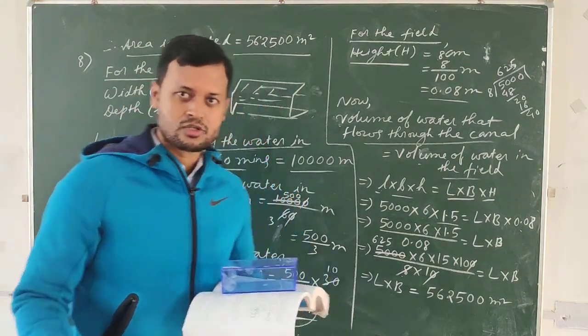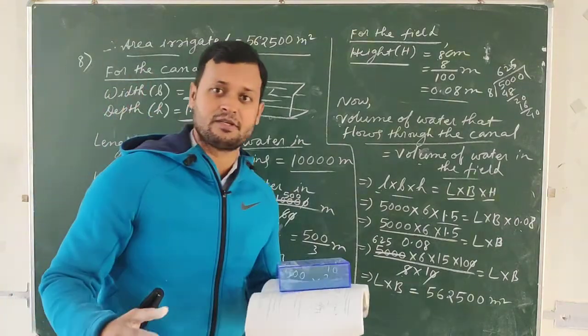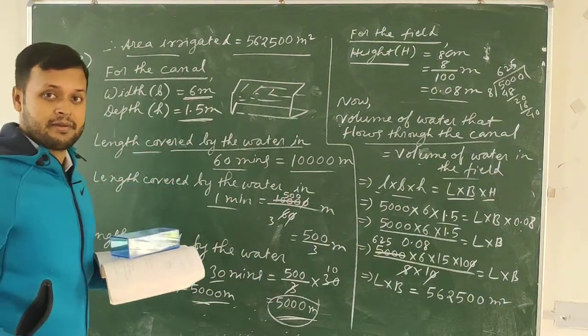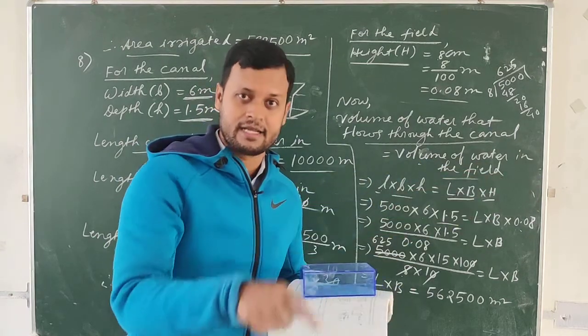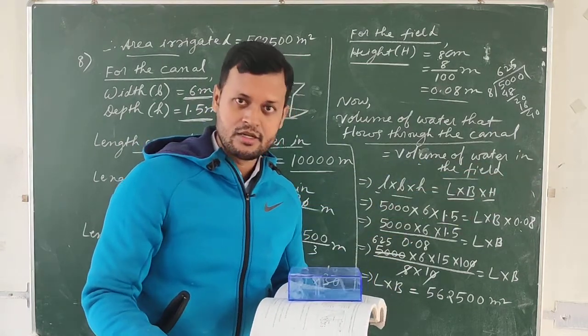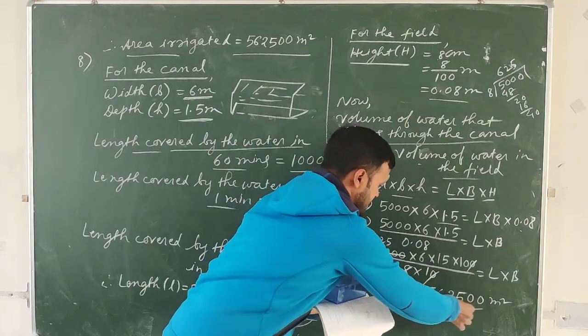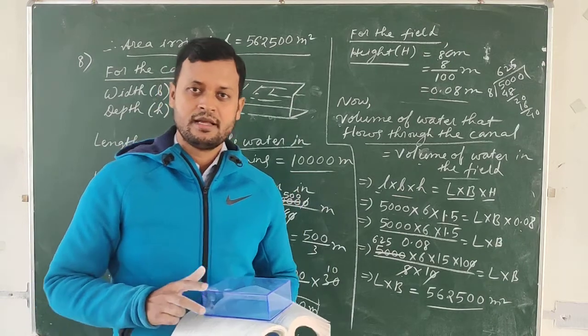Understood? So in this canal, how much water? If a canal is considered that is 5,000 meter long and whose breadth is 6 meter and the height is 1.5 meter, how much water is present in that canal? That much water will only flow in the agricultural field, isn't it? So in that way we will find the area irrigated. Area irrigated is 562,500 meters square.